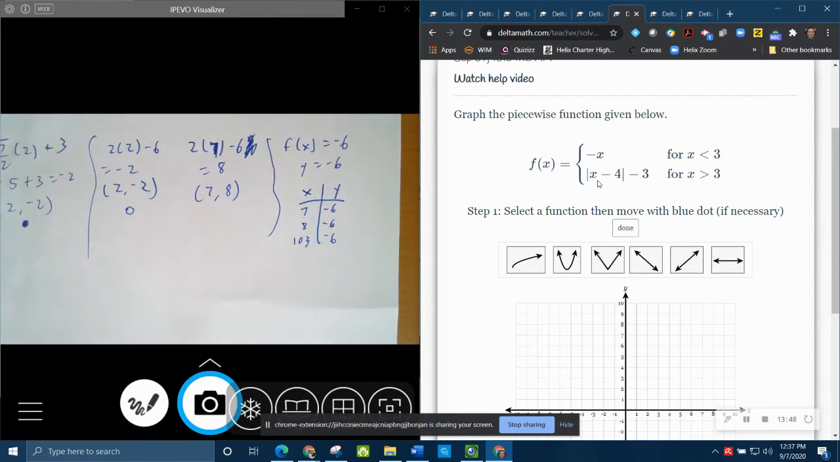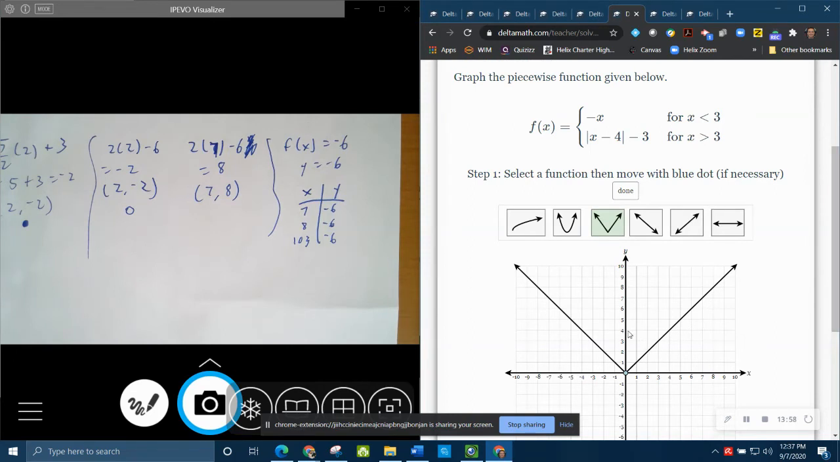Okay, let me do the bottom one first to really show you this. So absolute value, we know that absolute value is going to be a V shape. So we're going to click this V shape, and it'll put a V shape on the graph. And then we move the blue dot to where the vertex should be. We know that x minus 4 goes with x equals 4. It's a shift right 4. So I'm going to move it right 4.